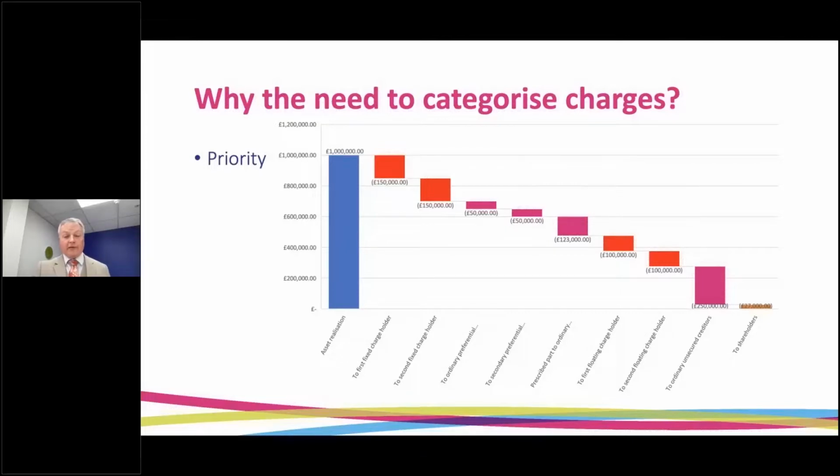And then there is the prescribed part going to the ordinary creditors, and that's a percentage of the remaining fund. That prescribed part is paid out in full, after which the first floating charge holder is paid in full with £100,000. The same going to the second floating charge holder. The ordinary unsecured creditors receive £250,000, which amazingly pays them out in full. And in this particular priority distribution, the shareholders end up with £27,000 at the end of the queue.